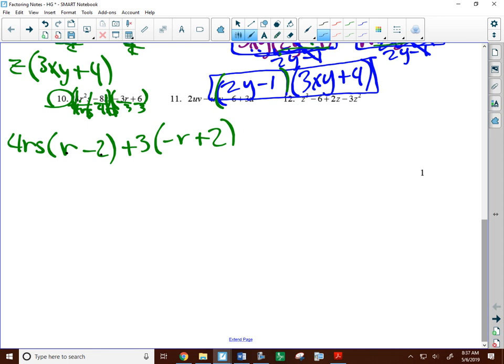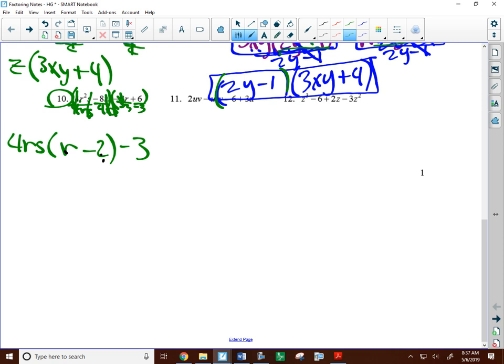Because it's only going to work if the parenthesis part is the same. So you see how it's close, but it's negative R and positive 2? So what we should have done is taken out a negative 3 instead. If you ever get to that point and it's like, oh, I was close, well, you probably just need to take out a different sign. So let's take out a negative 3 instead.